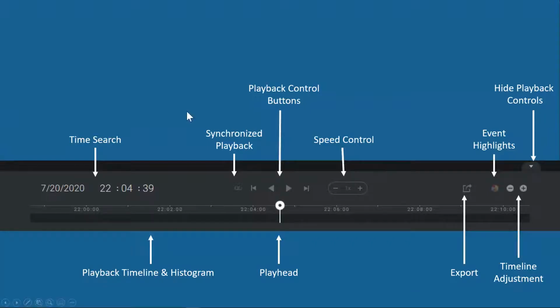My playback controls of play, backwards play, next frame, speed control all the way up to 64 times speed. I can export any of my recorded data that I choose with this button. The colored wheel is for event highlights. If I want to adjust my timeline from, say, minutes all the way up to several days, I can adjust that with these zoom in and zoom out buttons. The playhead, so this is where I'm going to be playing the video from, and then this entire line is considered my playback timeline and histogram.